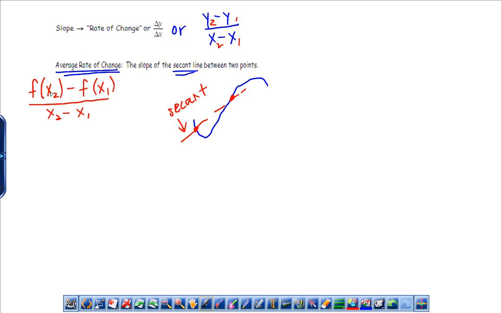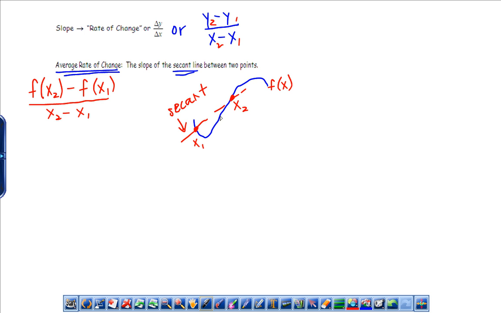When I say f of x2, that means that you're finding your y value from your function. So if you look over here at my picture, my bad picture over here, this is like saying this is my x1 and this is my x2. This is my function right here. I just picked these randomly.